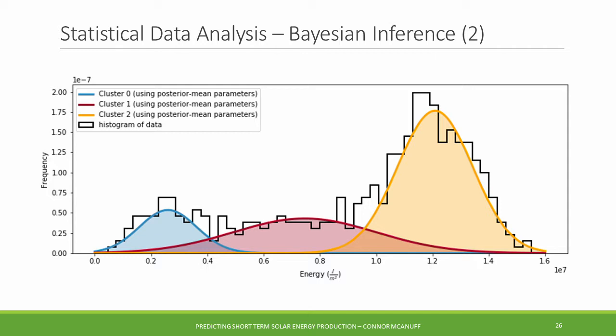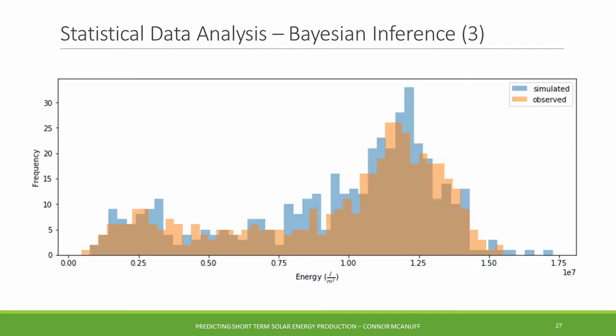The model also infers the proportion of data points that are assigned to each cluster. We can create a simulated dataset drawn from the posterior mean clusters. The simulated data appears to be similar to the observed data. The posterior distributions could be used by a utility company to simulate the likelihood of a certain daily energy value in January. Of course, the same technique could be applied to each month of the year.